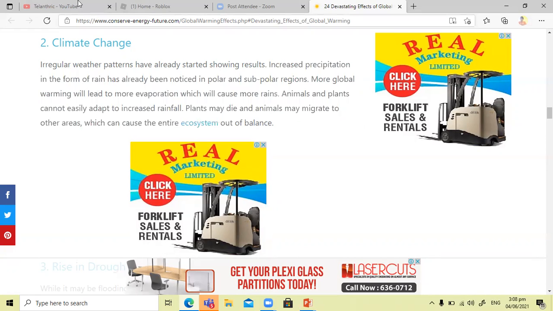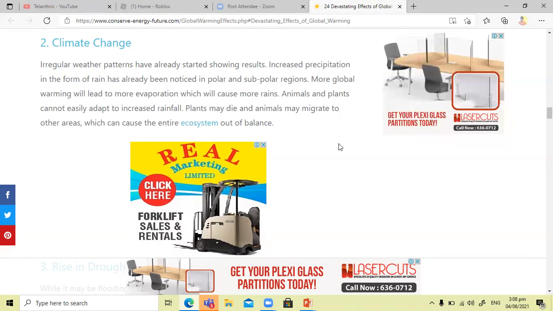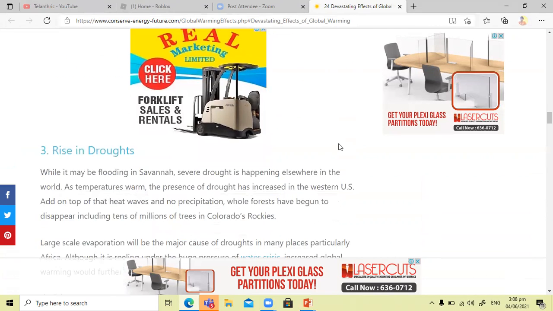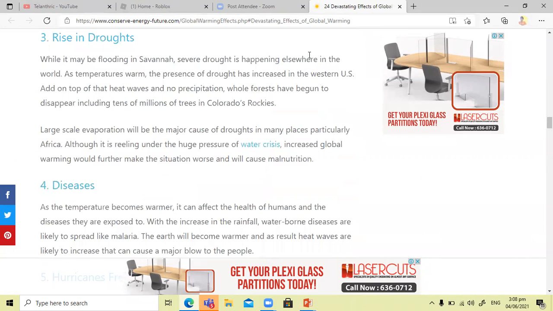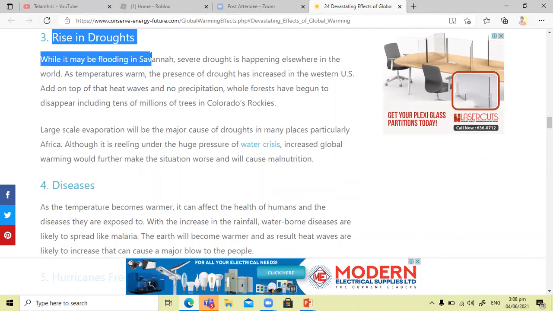So as you can see, it really is a big deal that's going on with global warming. We're not going to go through all of this because we don't have all the time for that. So, rise in droughts.